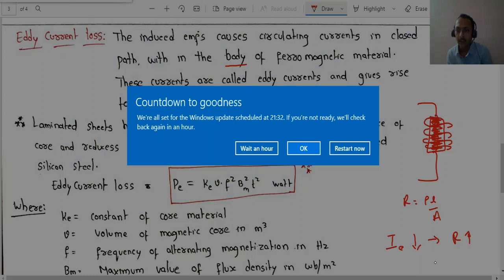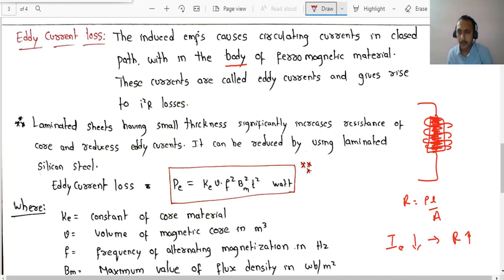Now this area of cross section is to be minimized. This effective area of cross section can be minimized by laminating the core. What happens is, instead of using a single thick block, the laminated sheets having very small thickness will increase the resistance of the core. Once the resistance is increased, the path for the eddy current is opposed by the high resistance. Now those currents can be minimized.